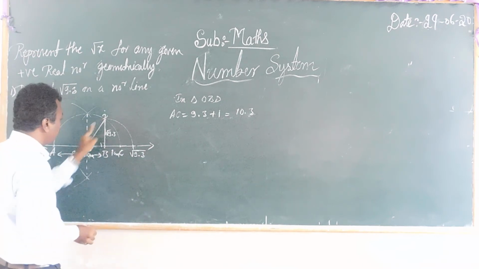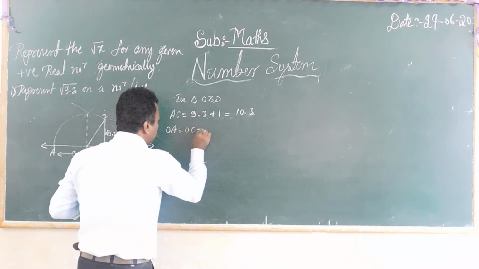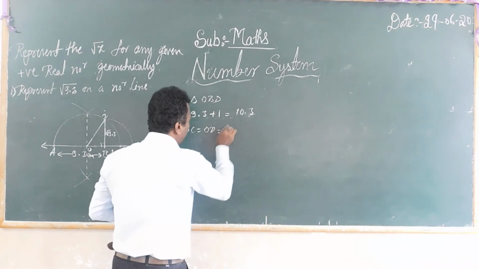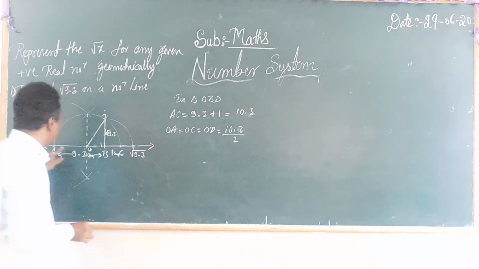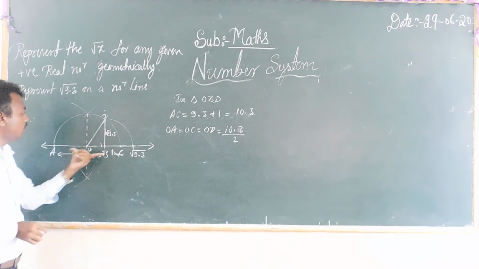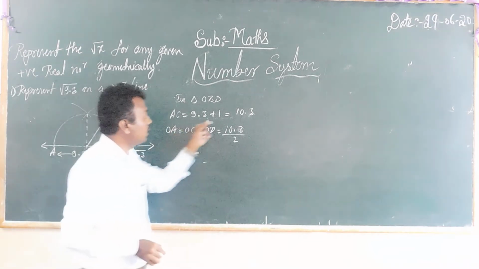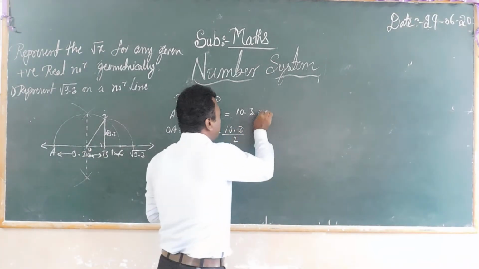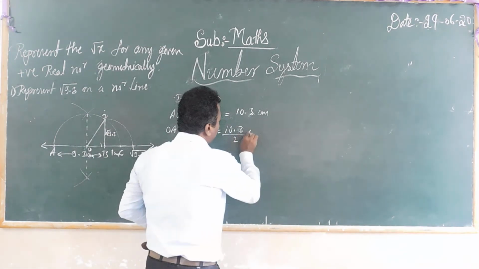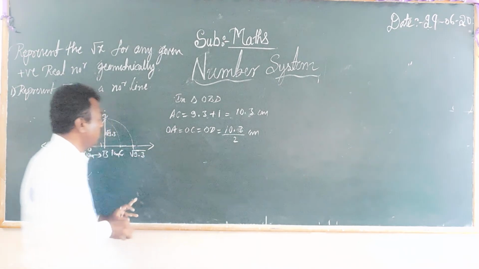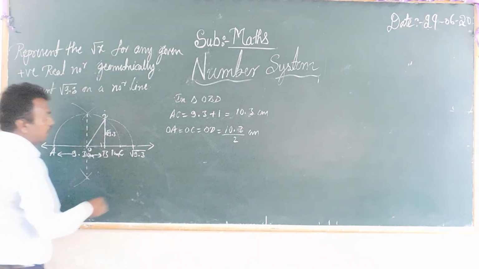We want OD. OA and OC are the same. OA is equal to OC is equal to OD, which is equal to 10.3 by 2, because these are radii of the semicircle. So radius is half the diameter. AC is a diameter, the length is 10.3 centimeter, and OA, OC and OD are half of 10.3. So it means 10.3 by 2. We have to write like this only.